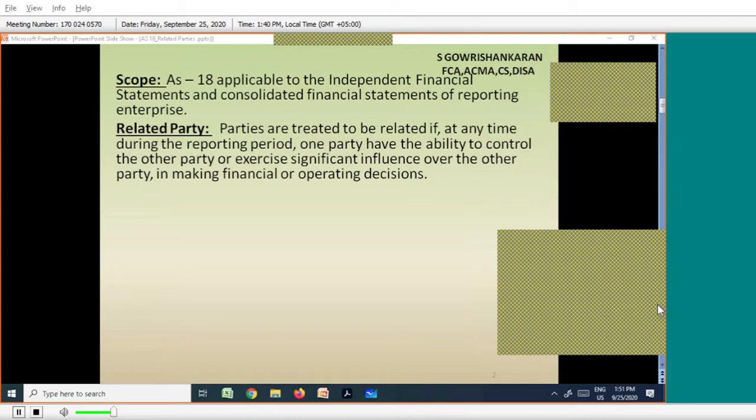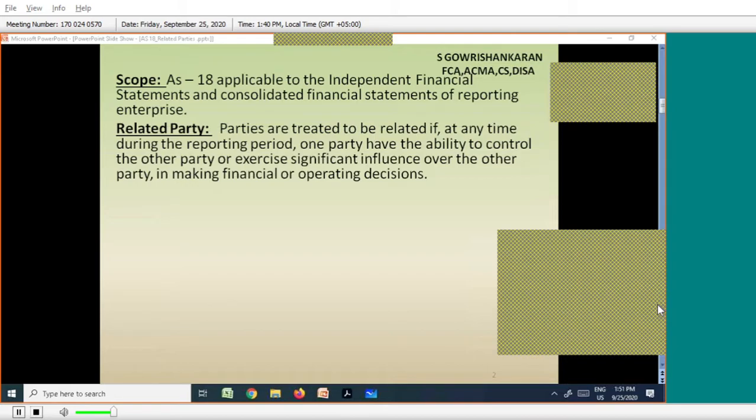Got it? Control means what, sir? How to control, sir? Should I threaten that I will do something? That is also a type of control, someone threatening someone. Or how is control defined in AS 18? That we will discuss. As per AS 18, what is control, sir? That is how we have to study.